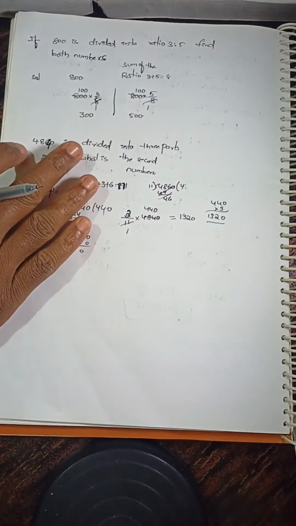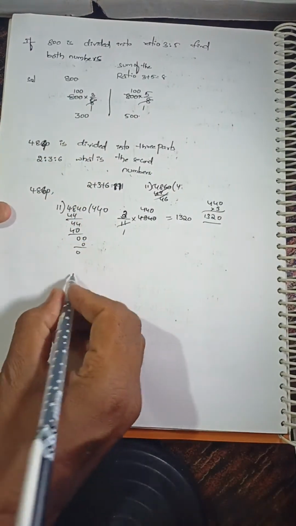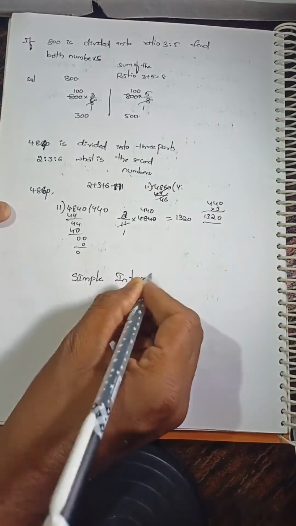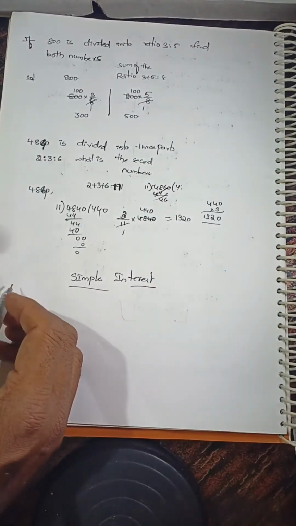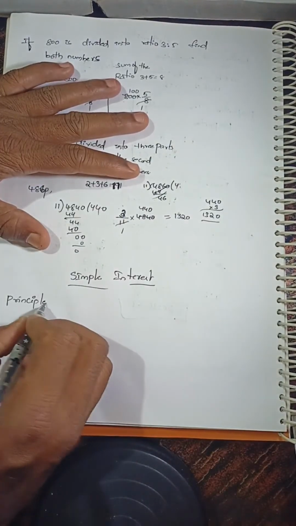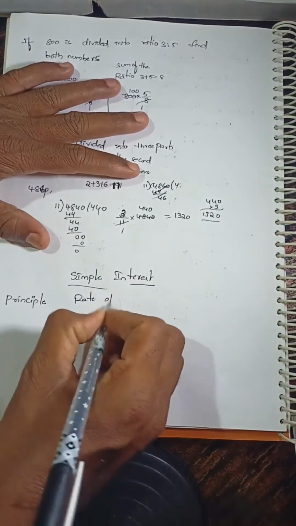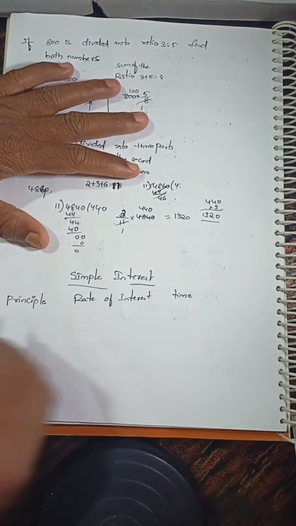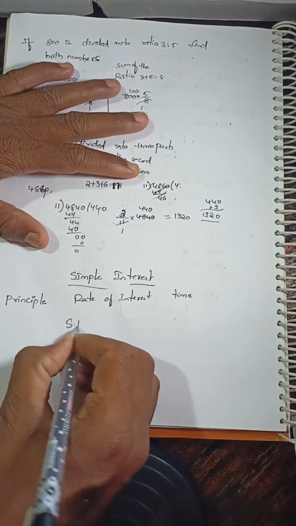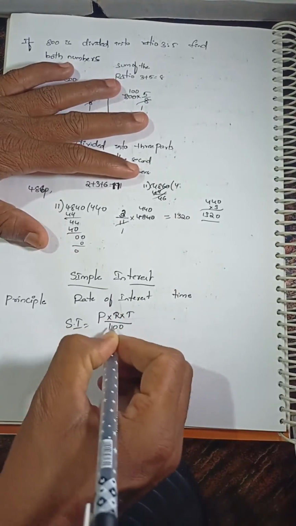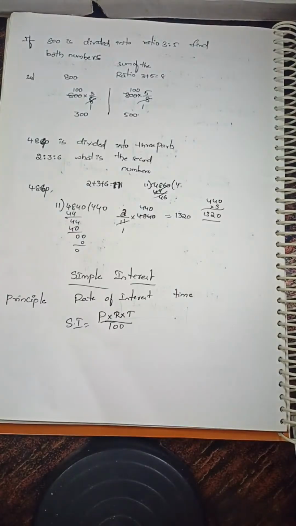So tomorrow we are going to discuss a topic called simple interest. What is the chapter name? Tomorrow I am going to take simple interest, which is a very easy problem. Simple interest depends upon principal amount, rate of interest, and time taken. So simple interest can be written as P into R into T by 100. So PTR by 100.